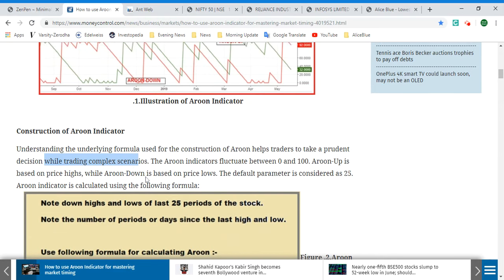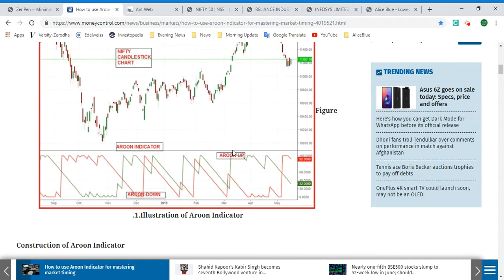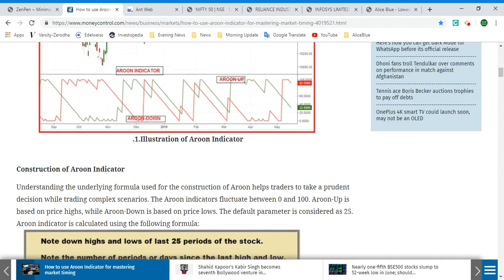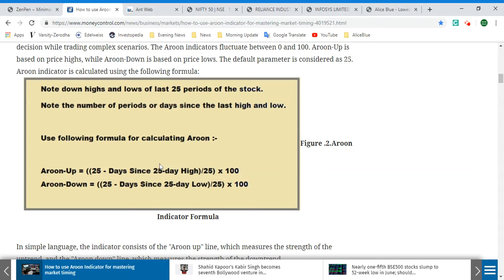Here is the underlying formula for the construction. The Aroon indicator helps traders to make a prudent decision while trading complex scenarios. Aroon indicators fluctuate between 0 and 100. In this example here itself, we can see this is from 0 to 100. The Aroon up is based on price highs while the Aroon down is based on price lows. The default parameter is considered as 25. The Aroon indicator is calculated using the following formula. So this is the formula for the Aroon indicator.